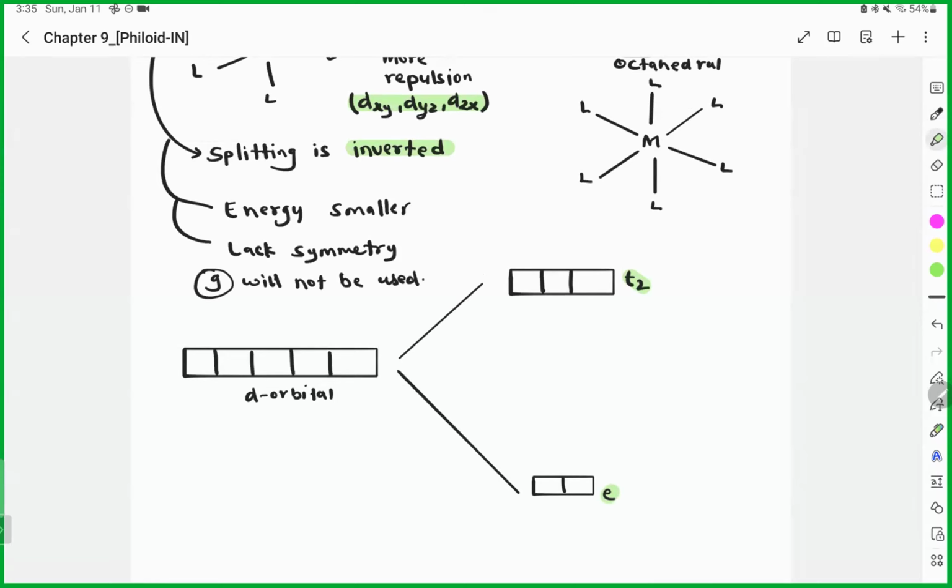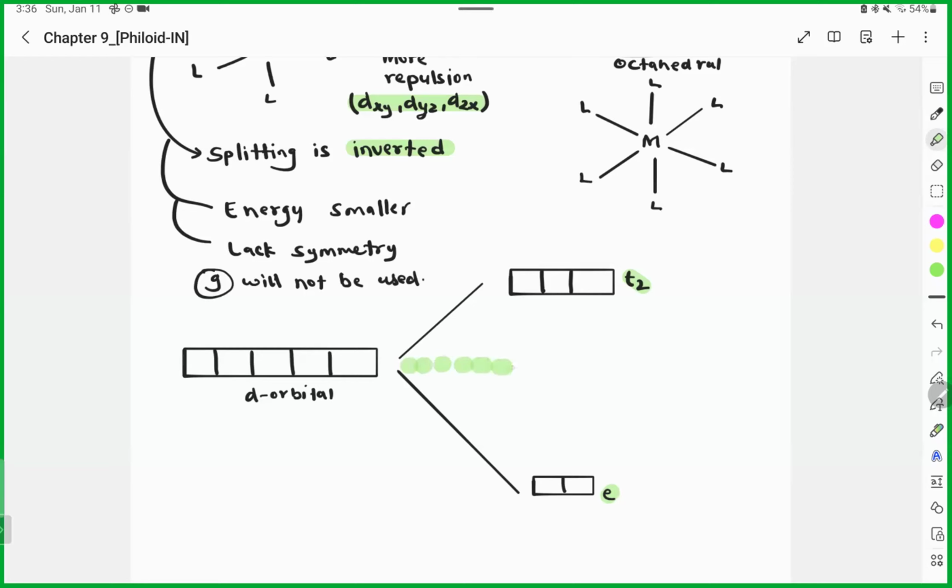Because in octahedral, the metal is present along the axis, the orbitals along the axis will face more repulsion. That's why eg was above in octahedral. In tetrahedral, the metal is present in between; the x, y, z axes are also in between. They face more repulsion and the t2 value will be high.